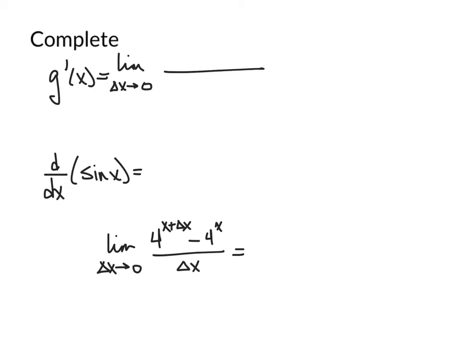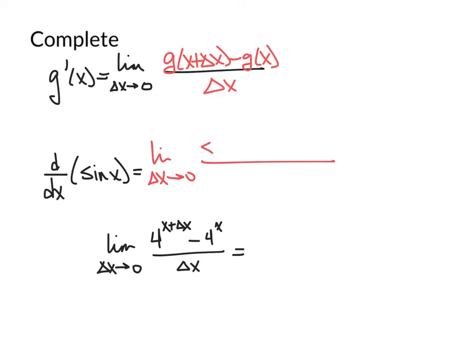So before we put it to use, just kind of getting used to the notation of it, if I want to find g prime of x using this limit definition, it would be the limit as delta x approaches 0 of g of x plus delta x minus g of x all over delta x. If we're talking about the derivative of the sine of x, we still are going to have a limit definition as delta x approaches 0. It's just we know what the function is, so that would be sine of x plus delta x minus sine of x all over delta x.